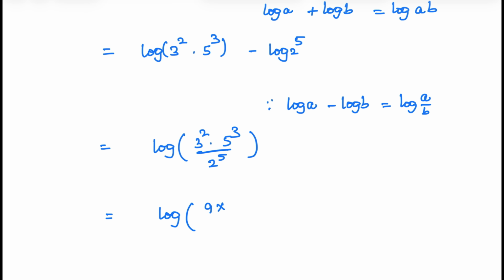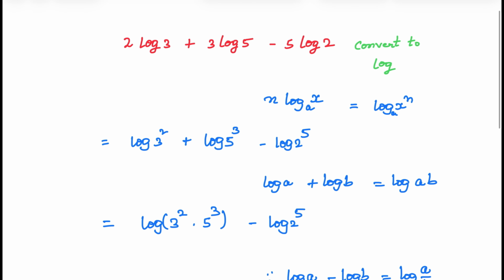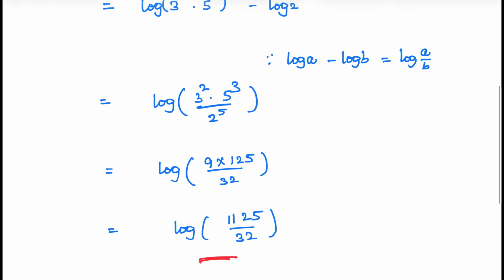3 square is 9, into 5 cube is 125, and 2 power 5 is 32. It is equal to log 1125 by 32. See, this is the answer. Here we converted this logarithmic expression to a single log.